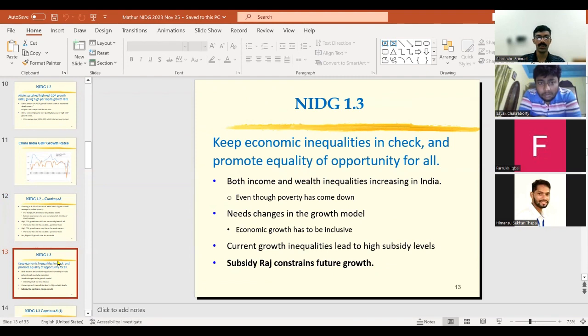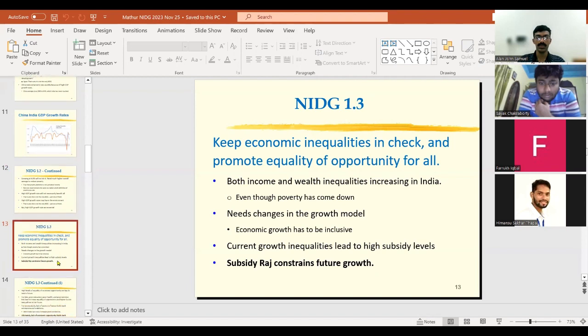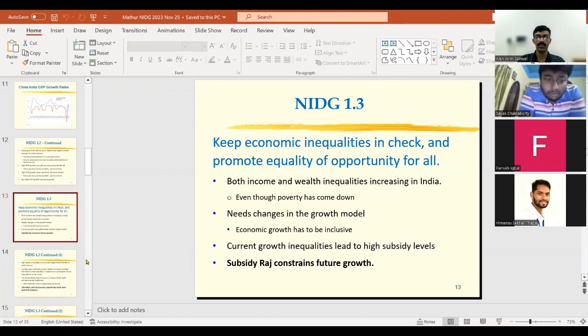Keeping inequalities in check, I've noted here that currently India is in what I call a subsidy Raj. Subsidy Raj constrains future growth because when you provide current subsidies in large numbers, the government budgets are constrained and you don't have the focus and money for good health and education, which is the future growth. So subsidy Raj constrains future growth, and something must be done about it.